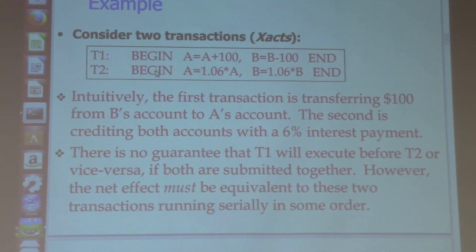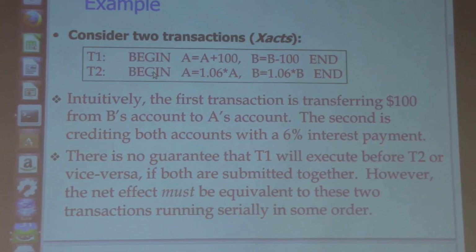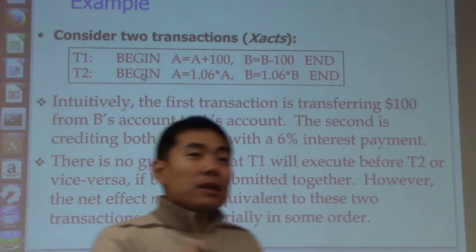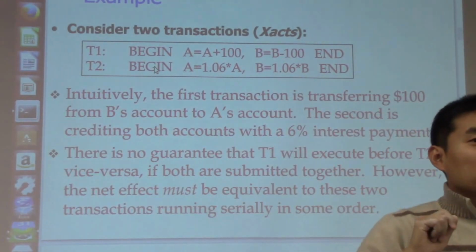Okay? In this example, very simple. I have two accounts with the bank. Let's say I have two accounts with Wells Fargo. Bank account A and bank account B. All I'm doing is very simple. I'm transferring $100 from bank account B to bank account A. So I deduct $100 from B, add $100 to A.